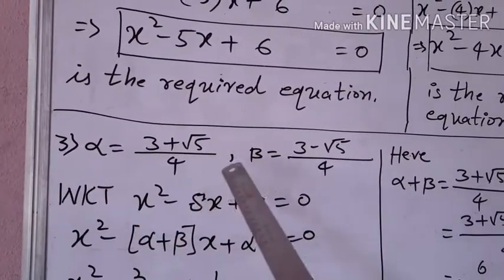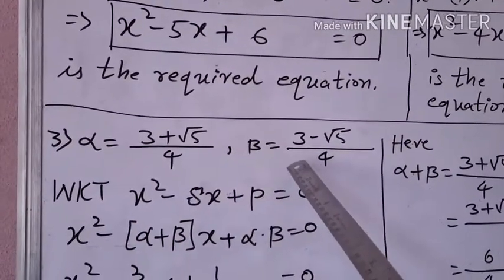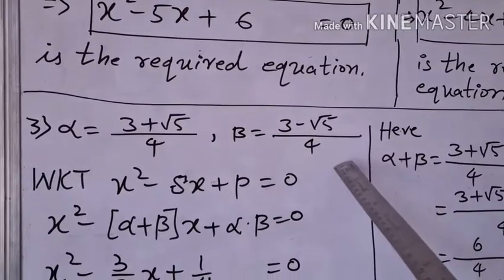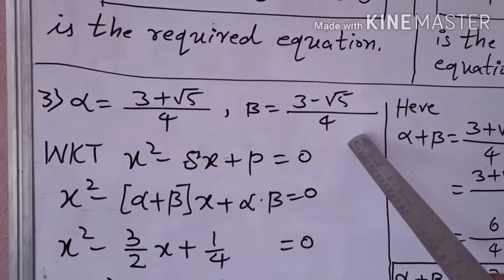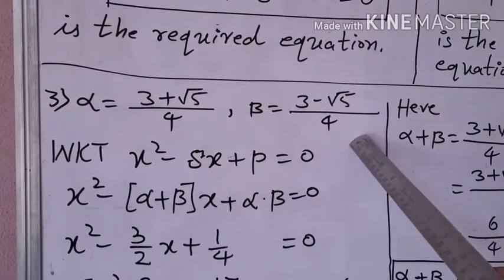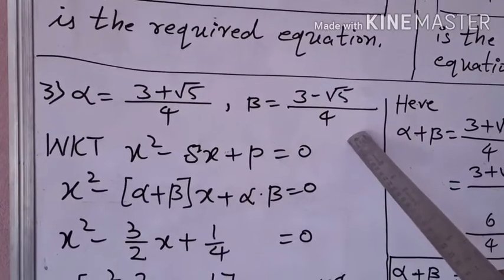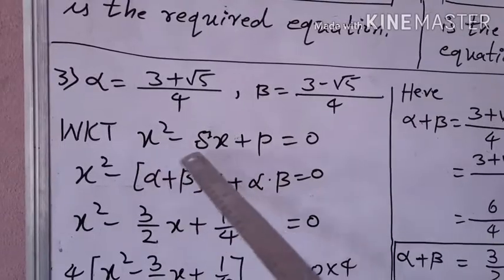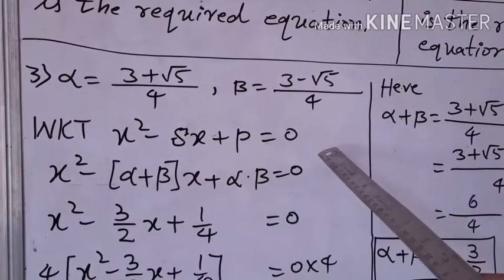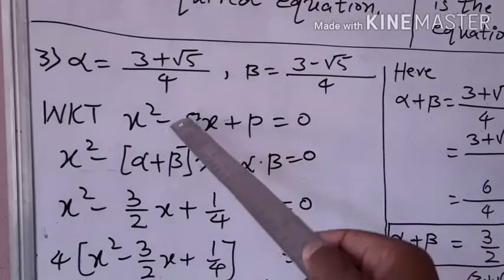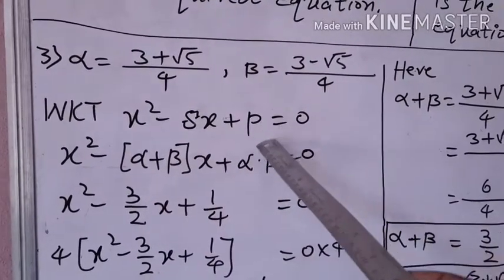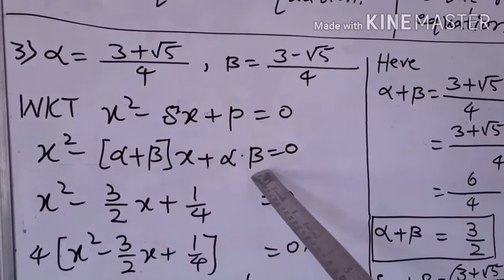One root is (3 plus root 5) by 4 and another root is (3 minus root 5) by 4. These are the two roots of the equation. Okay? And I have to find out which is the equation. Right? So, x squared minus sx plus p is equal to 0 is the formula to find the equation. Here, s is alpha plus beta and p is the product of the roots, that is alpha into beta.